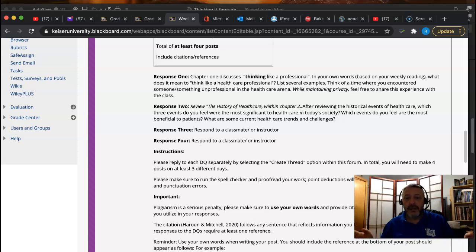So I need 3 examples of healthcare overall and 3 examples of how an event was beneficial to the patient as an individual. Then I need you to identify some of the trends and challenges, healthcare challenges and trends that we have in the future, and explain why you think they're trends and challenges, and if you think we'll see those come to fruition in our lifetime or not. And then respond to your fellow students or to me.